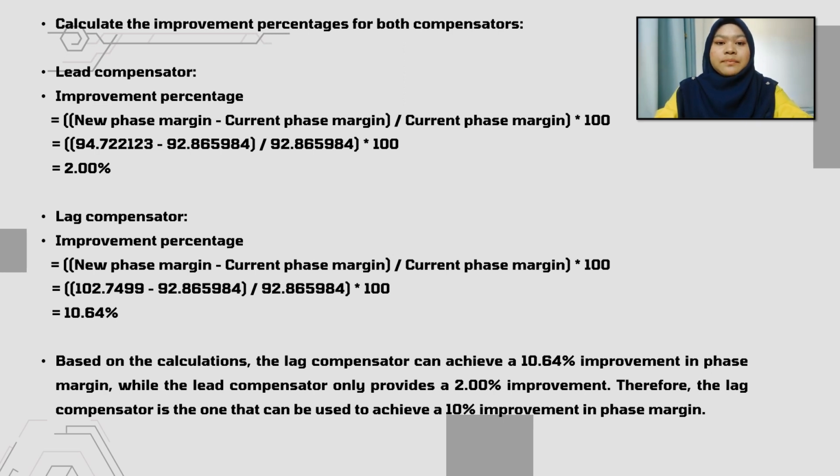The lag compensator introduces additional phase lag which helps stabilize the system and increase the phase margin. In this case, the new phase margin of 102.7499 represents a significant improvement compared to the current phase margin of 92.865984, meeting the desired 10% improvement criteria.